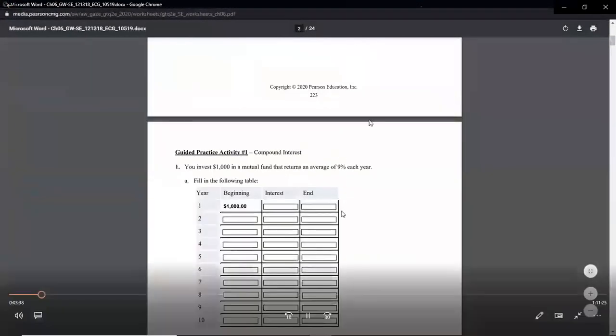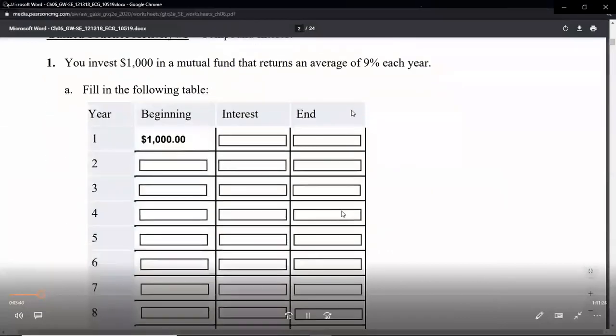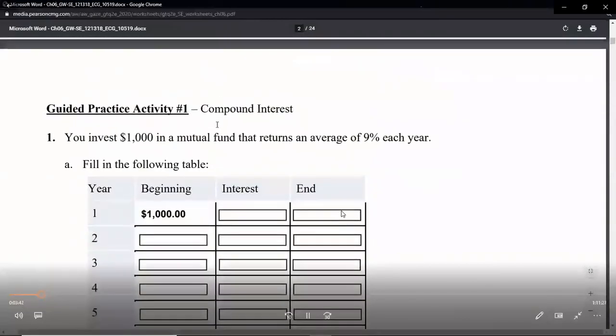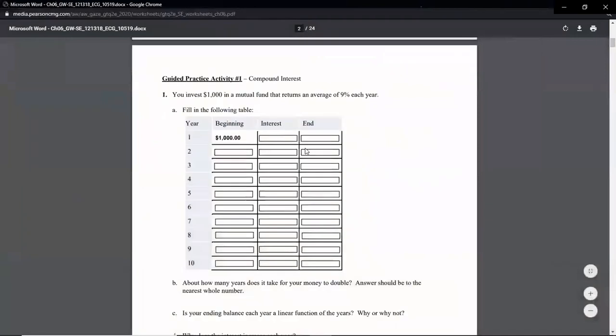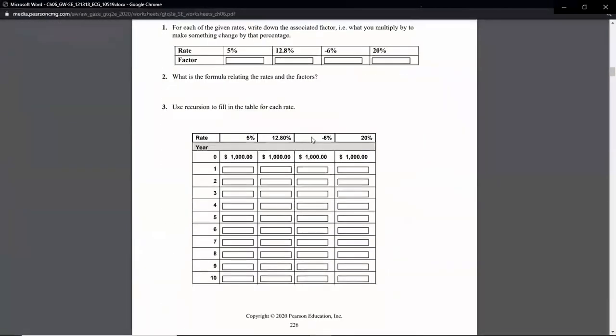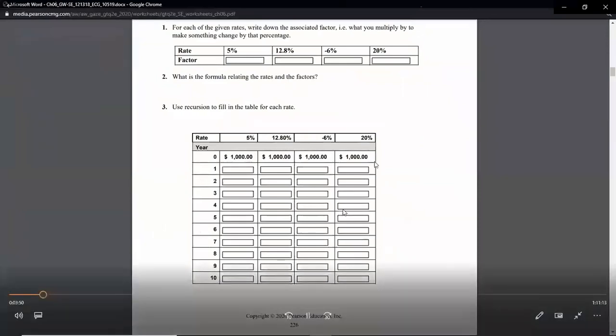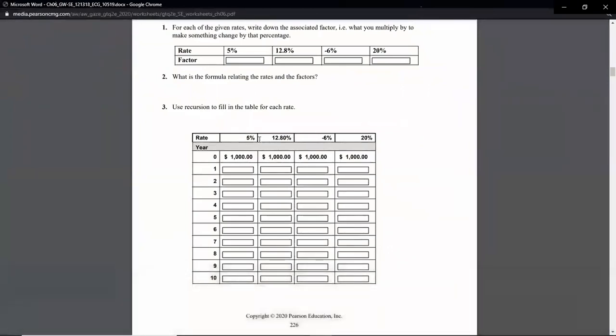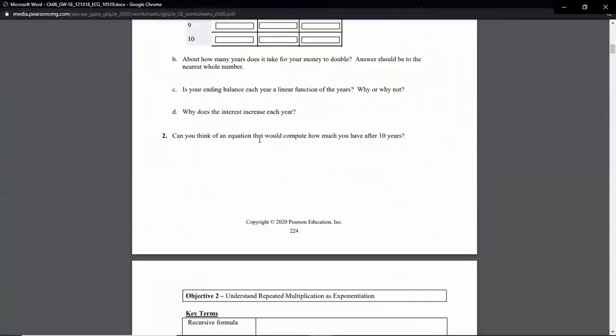All right, so I'm going to really quickly talk about this guided activity on page 224, the one that I said might be our activity, but I'm actually going to make y'all do the one on page 226 because there are different rates, and I'm going to give you a way to go through these.